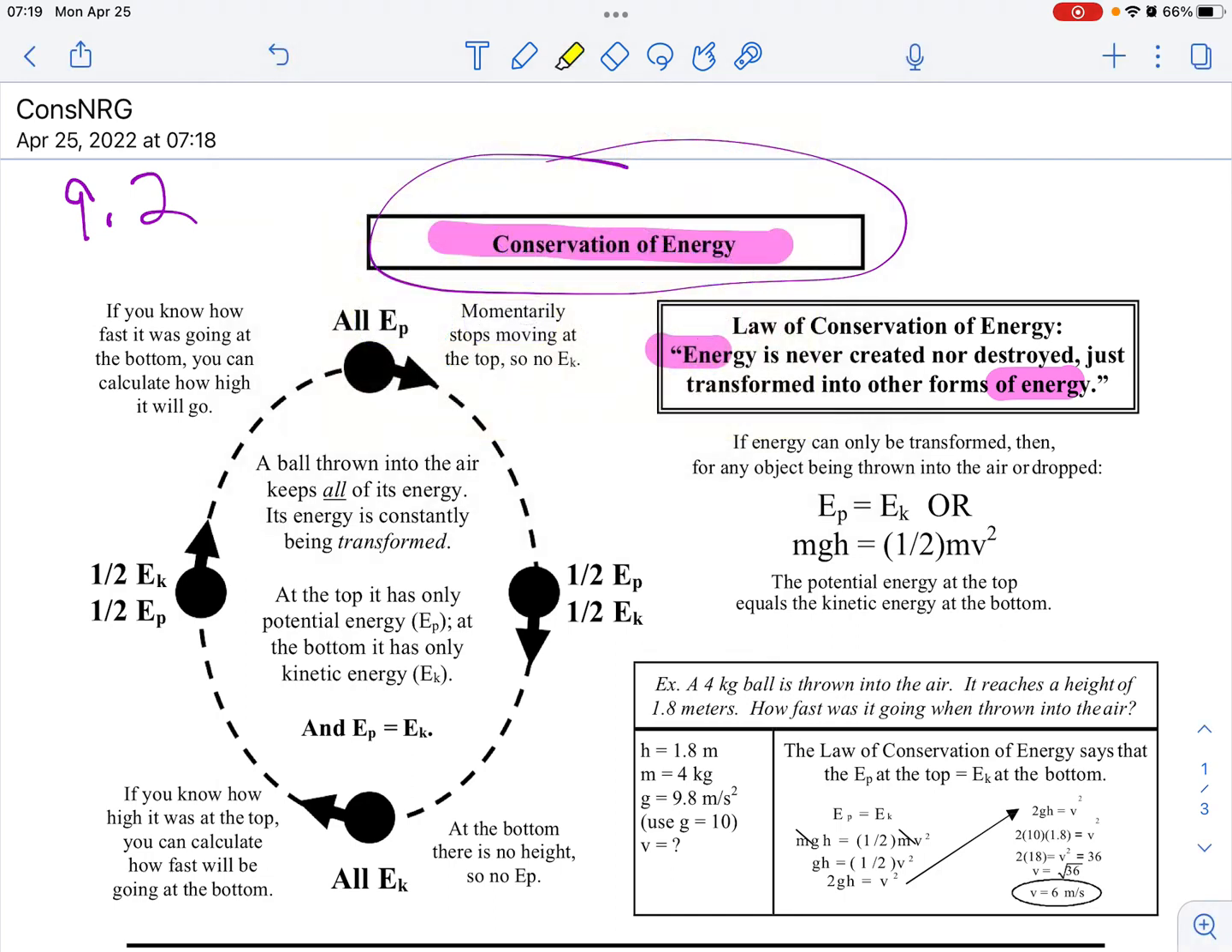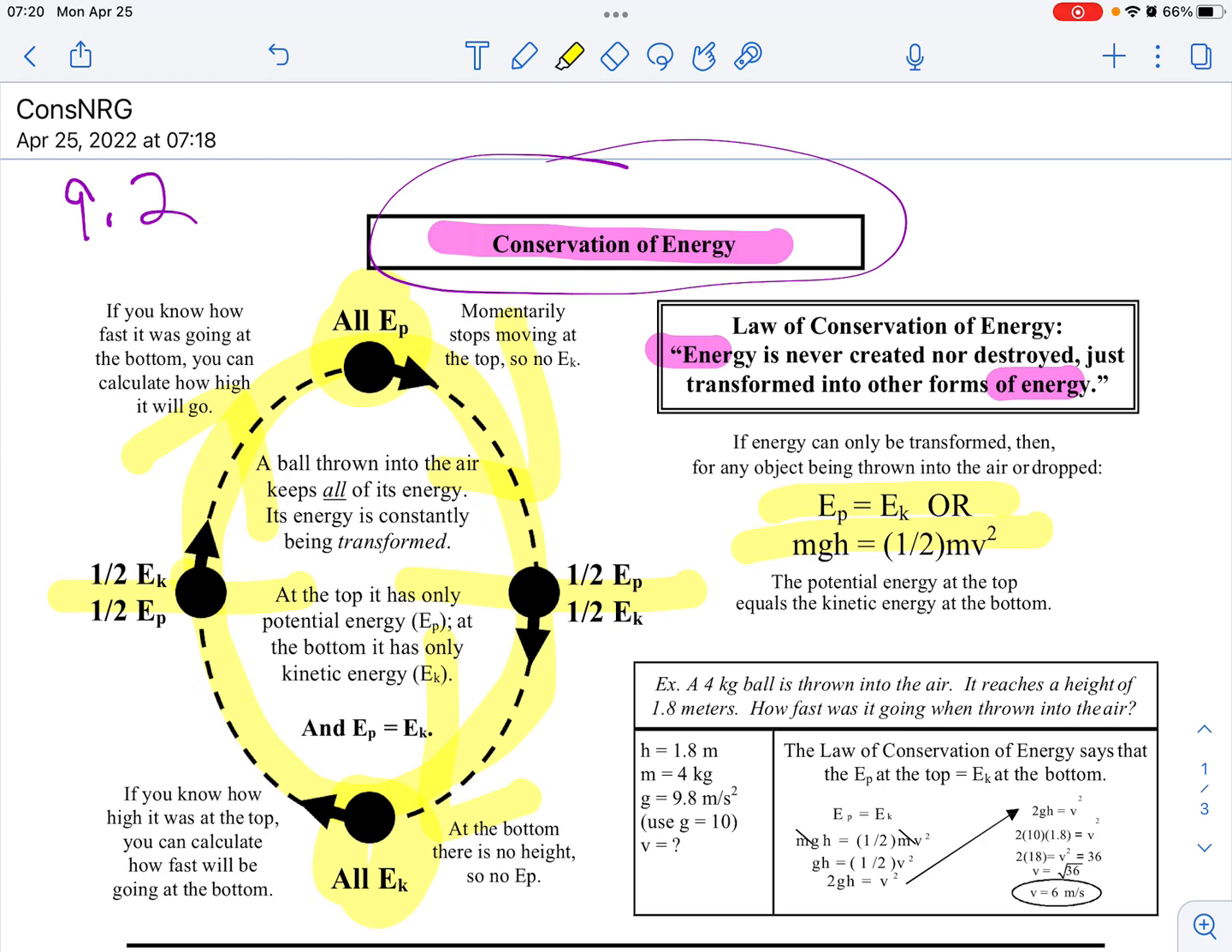Look at this diagram on the left. Notice at the top we have 100% potential energy, and at the bottom we have 100% kinetic energy. In an arc, or in a circle, I guess this is an oval going around and around in this direction, we have half kinetic and half potential at the halfway mark. If you know how fast something is going, you can calculate how high it was going. Think about our equations that we learned and practiced the last few classes.